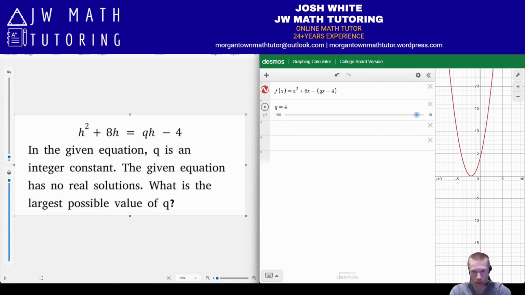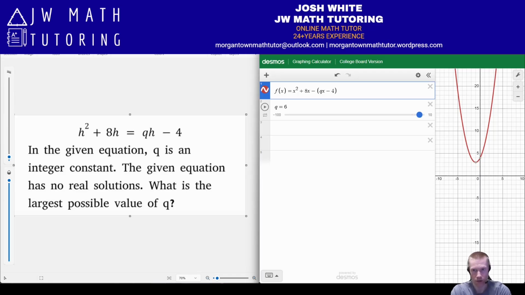And notice, okay, right here at 4, here is basically where there's exactly one real solution. And now when I go greater than 4, okay, there are no real solutions. So you might think, okay, well then maybe 4 is the answer, largest possible value of q for no real. But actually no, it wouldn't be 4, because 4 had exactly one real solution. It would have to be some number bigger than that.